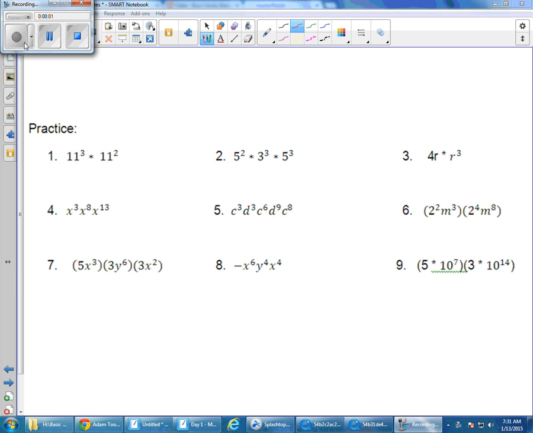Alrighty, we are going to check and go over our homework from last night. We're going to go over some of the answers from our note sheet. We are multiplying powers with like bases.